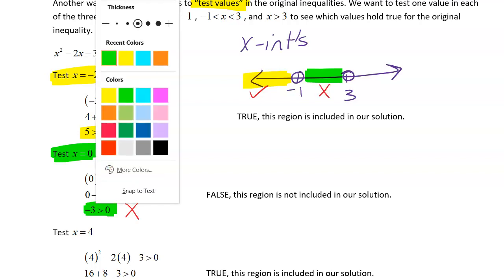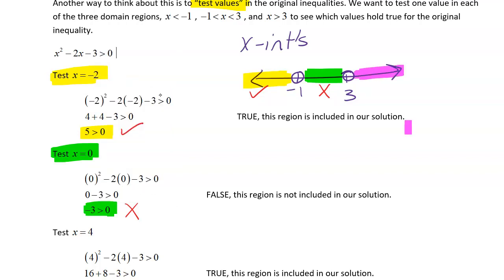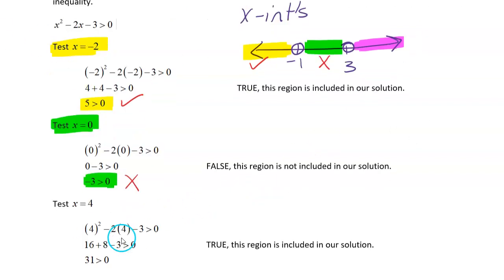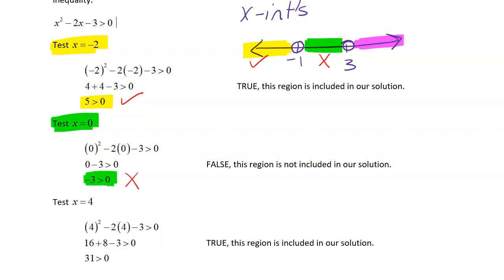We'll change to a third color here. Oh, that'll be bright. Let's go bright purple here. There we go. And you want to pick a number in that section. So they have picked 4. Right. And they've plugged that in to see what happens. 31 is greater than 0, so it checks, and that checks.